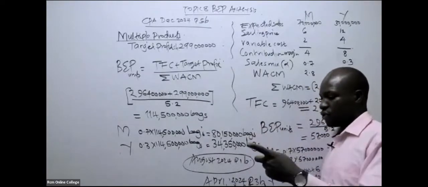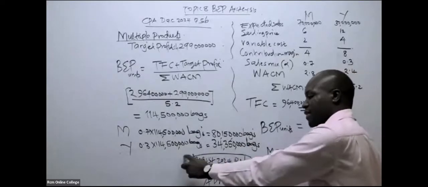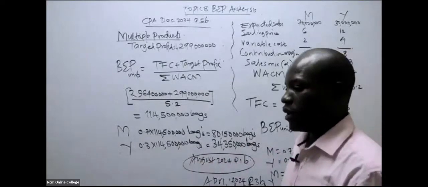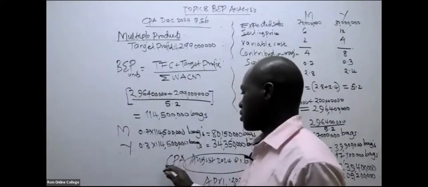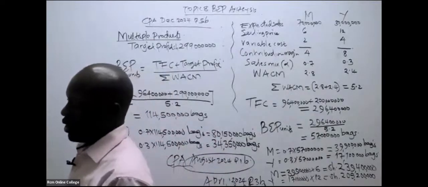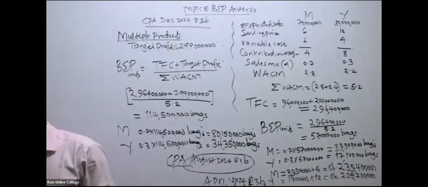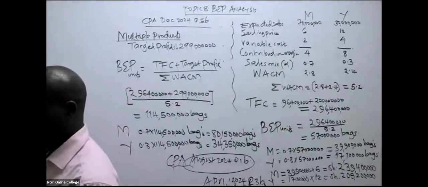Our first question should be August 2024, question number 1B, CPA. So we'll have the break. 5 minutes break. When we get back, we move very fast and look at the limiting factor analysis. So our break starts right now.